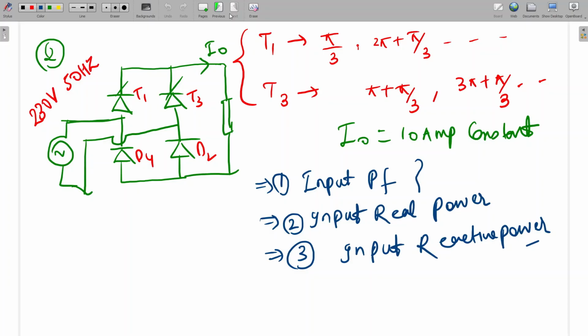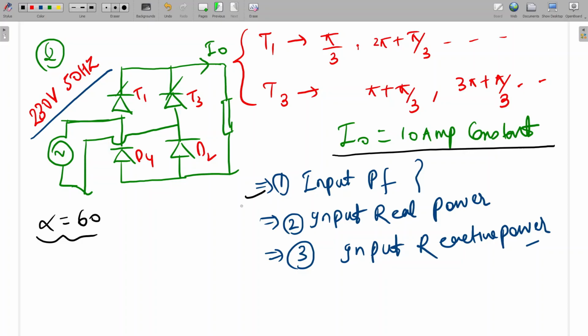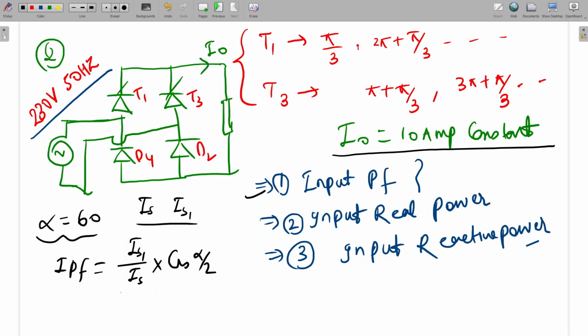Okay. So in this question, all things will come: 230 volt, 50 hertz. This is this kind of circuit, and I naught is 10 ampere constant current, and here it is given alpha is equal to 60 degree. So we have to calculate input power factor. So how can we calculate input power factor? First we need IS, then IS1. IS1 by IS into cos alpha by 2. So this is called distortion factor, and this is called displacement factor.